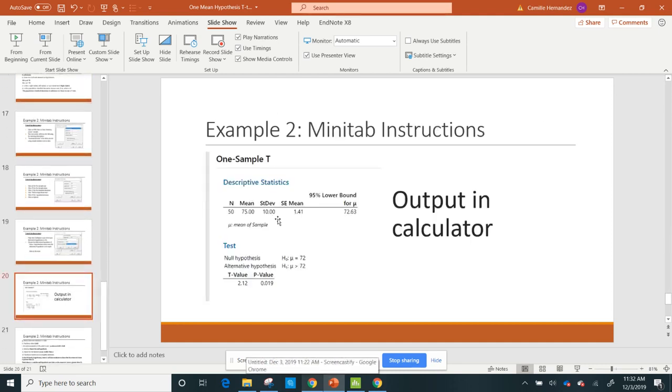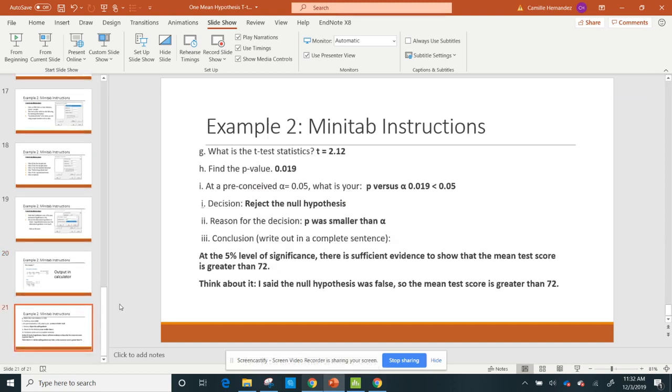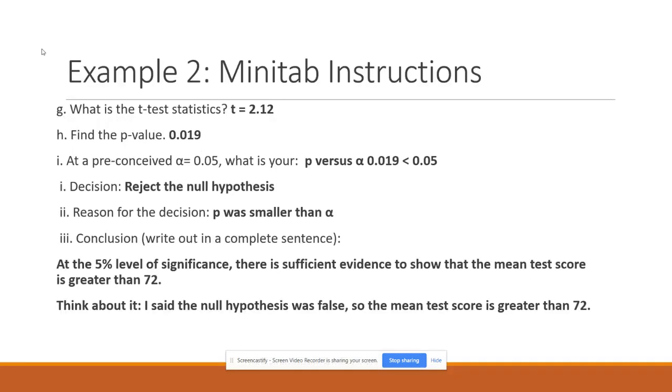So again, I have the output, so let's go answer the questions. My t-test statistic is 2.12. My p-value is 0.019, so I need to compare it to my level of significance. 0.019 is less than 0.05. Because it's less than, I'm going to reject my null. And again, it was because my p was smaller than my alpha.